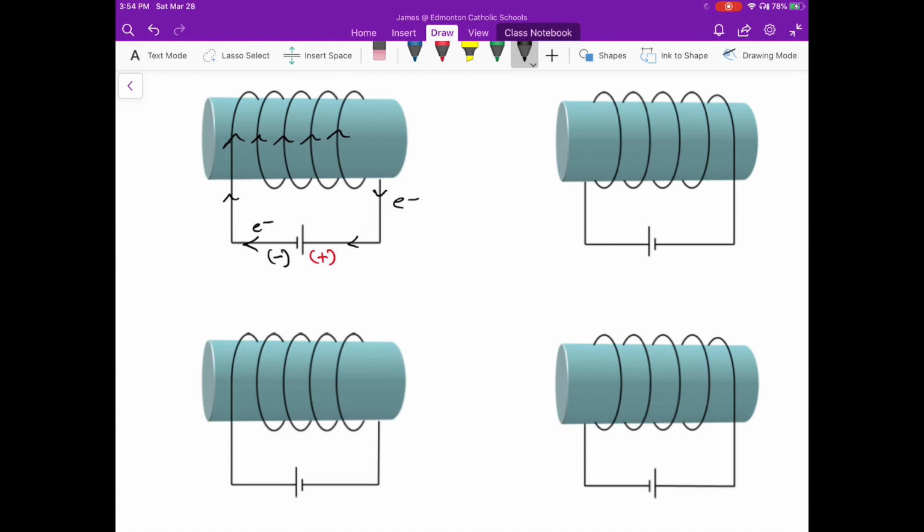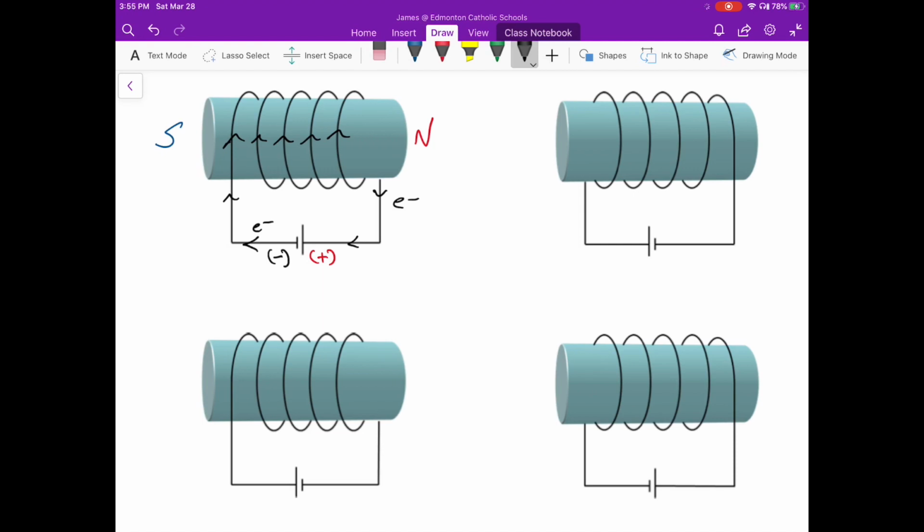So now we grasp the coil with our left hand, with our fingers curled in the direction of electron flow. So our fingers would then go up the front and down the back. And that leaves our thumb pointing to the right. So that means this is the north pole of the solenoid, and that's the south pole of the solenoid. Okay, and that's just as simple as that. Let's try it a few more times here.